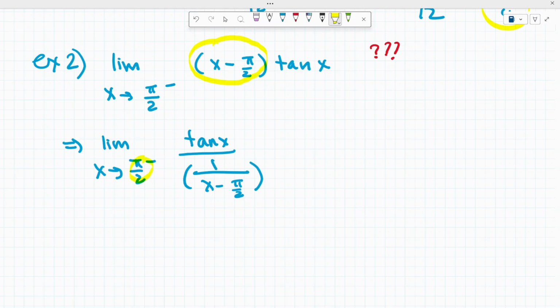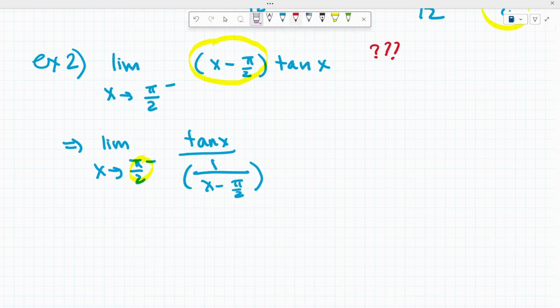Okay, so now we can see what happens if we were to plug in this value over here. We're going to end up with infinity over infinity, which is not going to work out for us because infinity over infinity is another indeterminate form, and that also tells us that we should be using L'Hopital's rule.